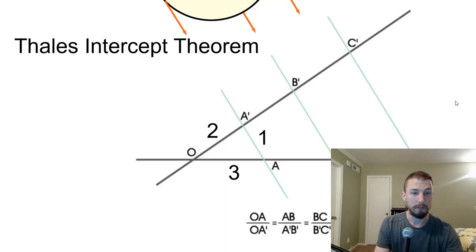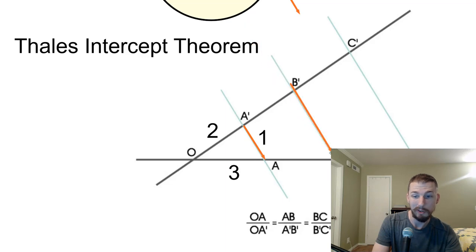Another thing we got from Thales was the intercept theorem. This is another form of indirect measurement. So let's say that we have three objects, A, B, and C, or A prime, B prime, C prime, and the rays of the sun are all shining down on those 3 points at the exact same time. Well, the rays of the sun that hit the earth are all going to be traveling in the same angle.